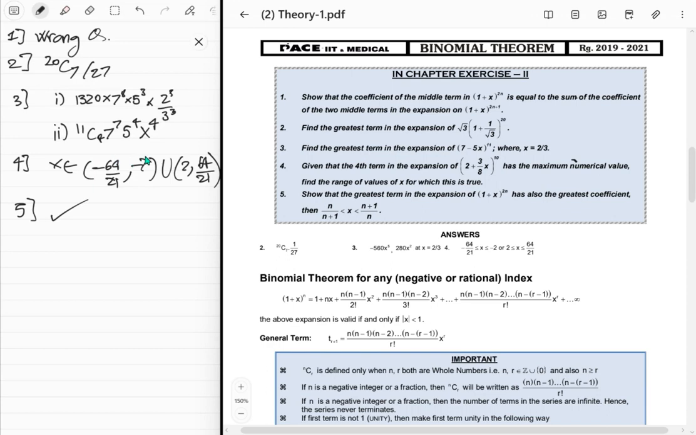Either they are wrong or I am wrong, whatever. But, well, I don't think this should be wrong. Okay, whatever. Next question. And then fourth.